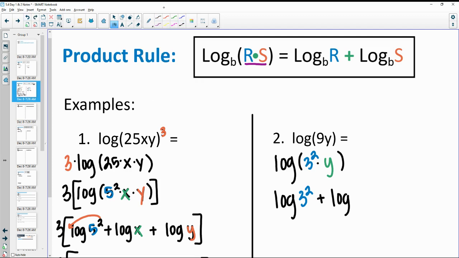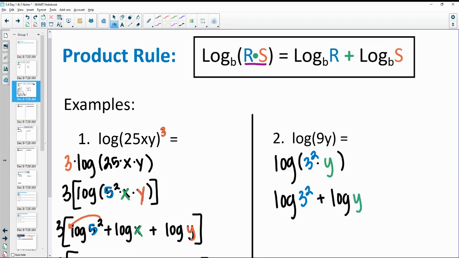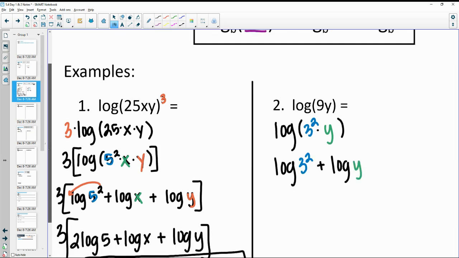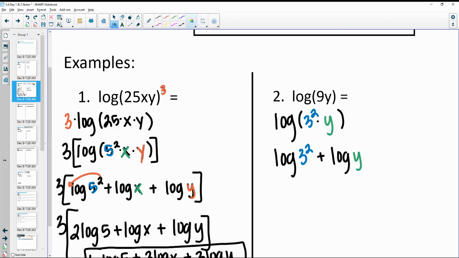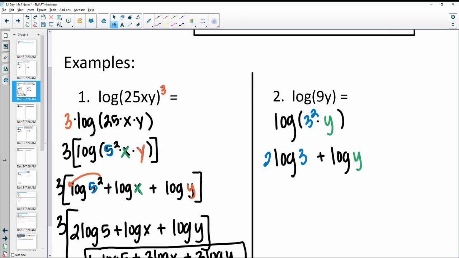And then the last thing you'd want to do is just bring that 2 out front. So instead of having the 2 up top here, we would just have the 2 out front. And then that would be our expanded version.